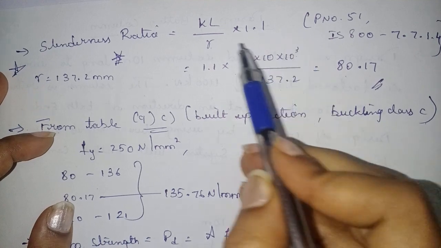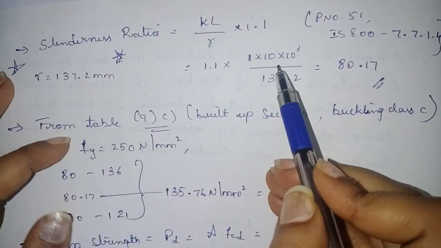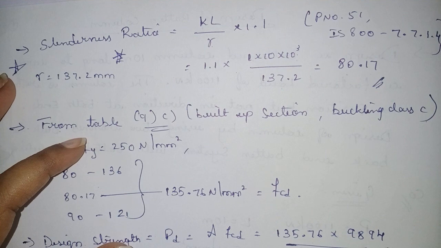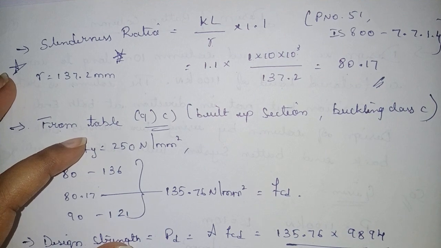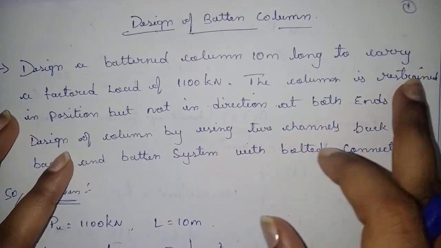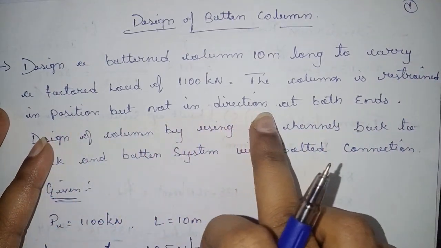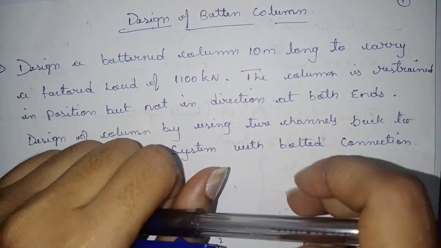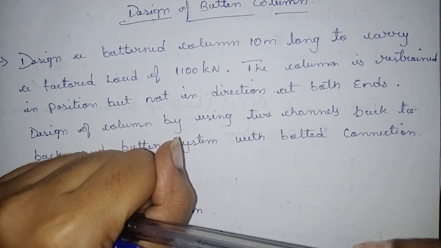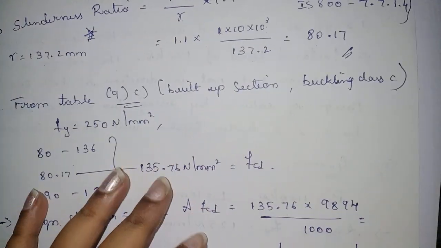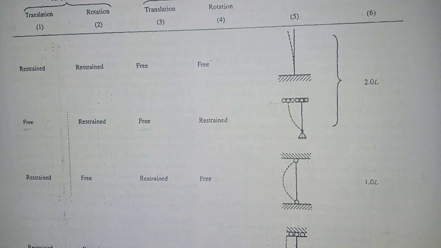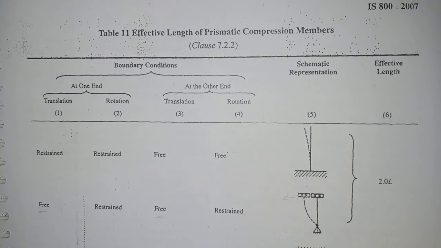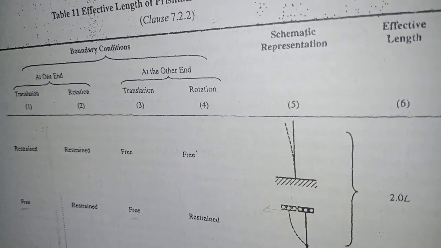So you got this. KL means effective length. Effective length, they have given it as in one end, it is restrained to rotation. Sorry, it is restrained to position, but not in the direction. Right? It is held in position, but it can move. That means it is a hinge. If it is a hinge, what is the KL by r? It is in table number 11. So it is in page number 45.